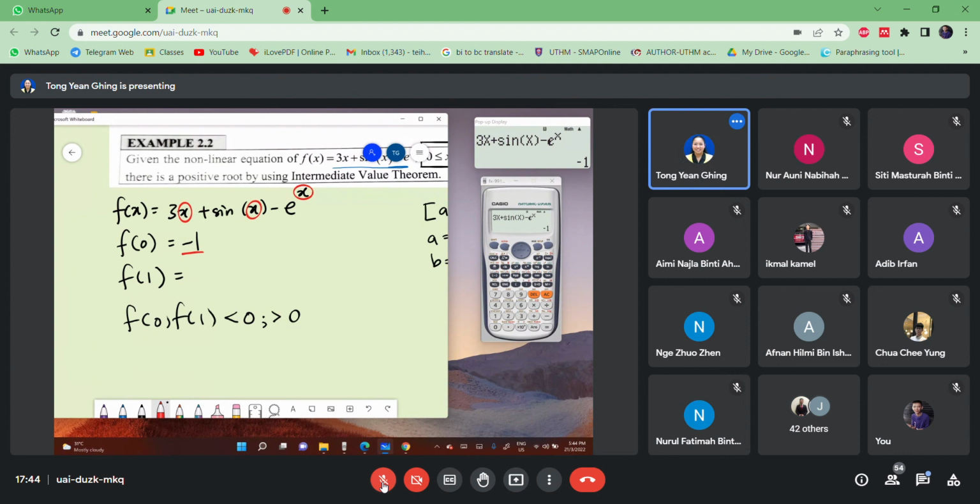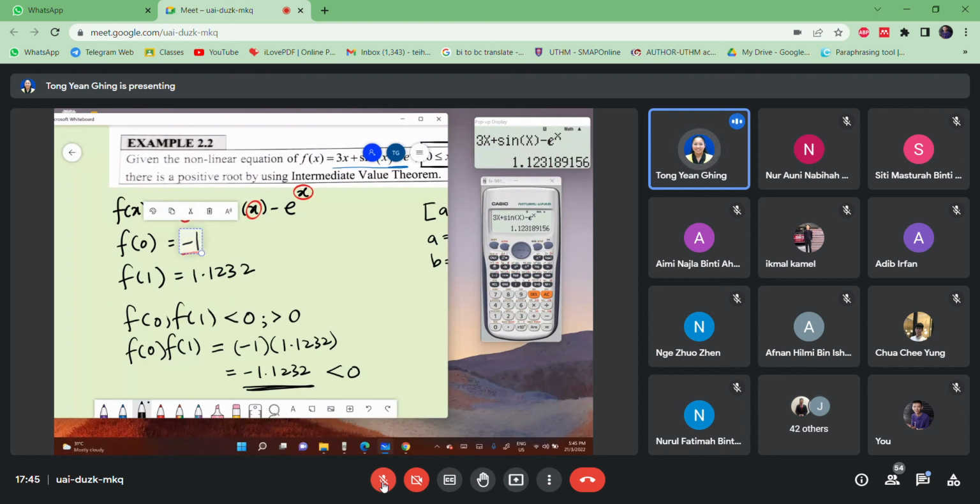Can you understand now? And now I want to substitute the value of x to 1. So press calculate. X is 1, equal to, so I get the answer 1.1232. Now I want to calculate this one: -1 times 1.1232. So I get -1.1232. So this is a negative value. So that means f(a) times f(b) is less than 0.